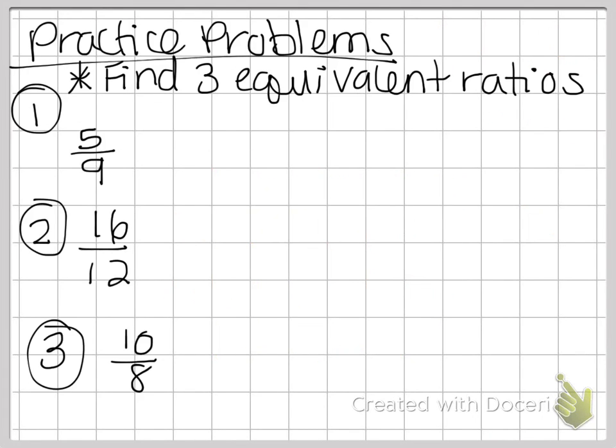Here are your practice problems. Find 3 equivalent ratios for numbers 1, 2, and 3. Please use one of them for division, one for multiplication, and one of them for a table.